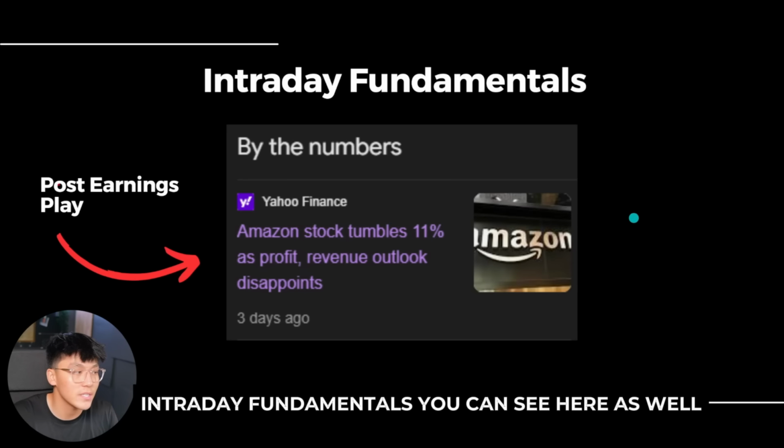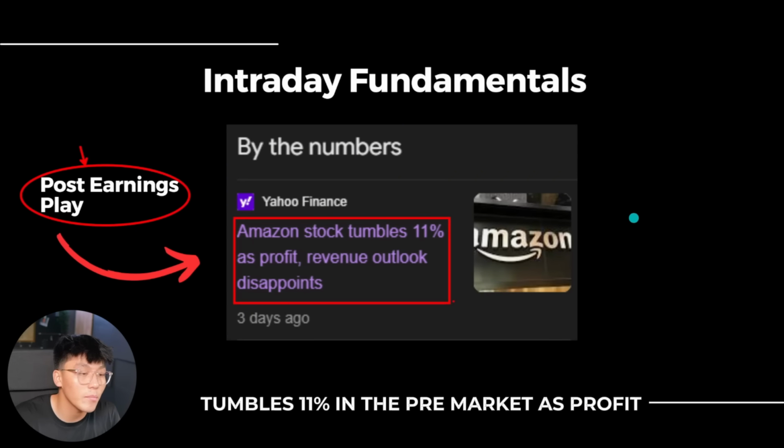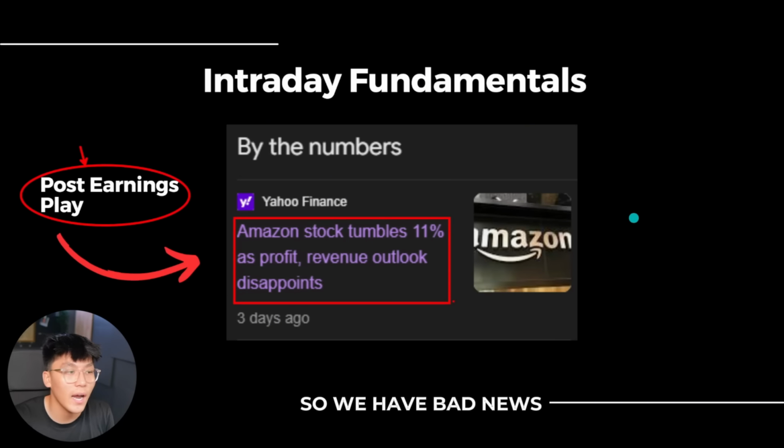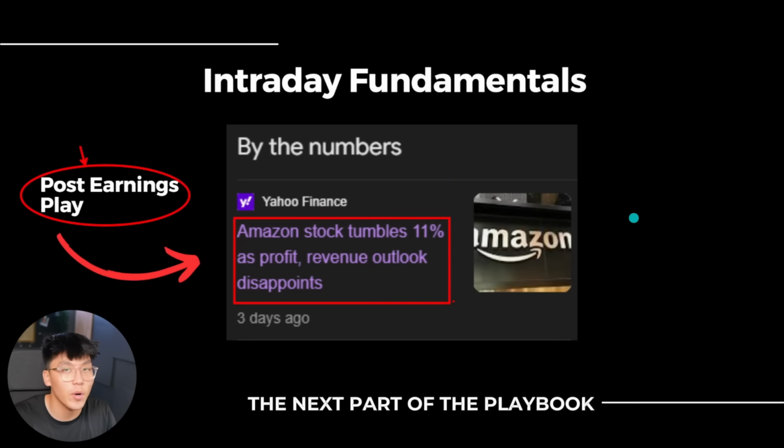Intraday fundamentals, you can see here as well, we just had earnings. So this is a post earnings play. You can see Amazon right here tumbles 11% in the pre-market as profit revenue outlook starts to disappoint. So we have bad news, higher time frame is bearish as well. So now we're going to be going on to the next part of the playbook.